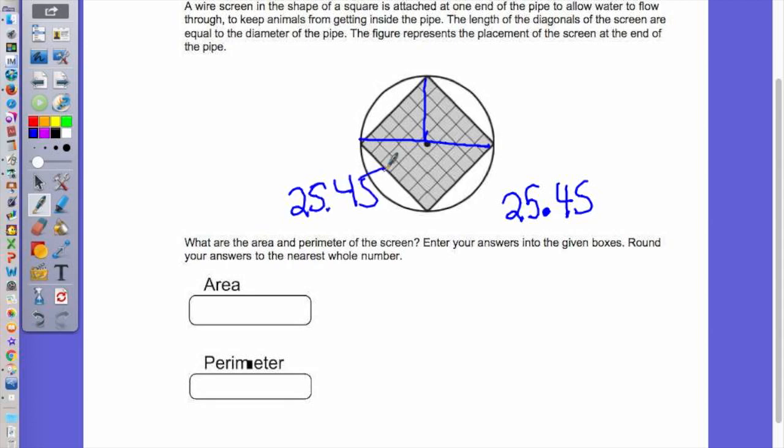25.45 times how many? 4. And I get about 101.8. 102. Okay? So there's a few different ways you can do that. Actually, a lot of different ways.